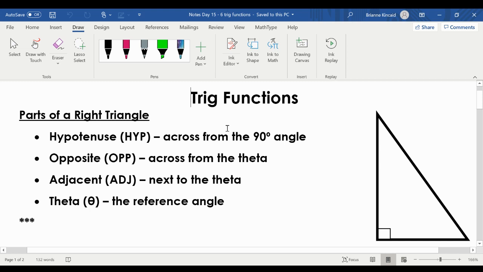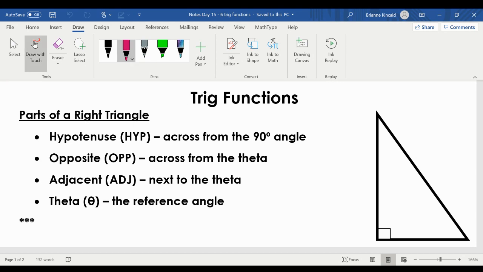Hey everyone, this video is to talk about the trig functions. Now, from a beginner standpoint, you typically learn about the basic three trig functions. There are actually six, which we're going to focus on today. So the first thing that we need to understand are the different parts of a right triangle.